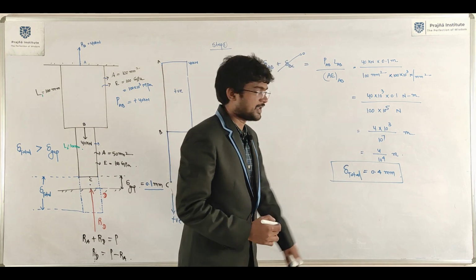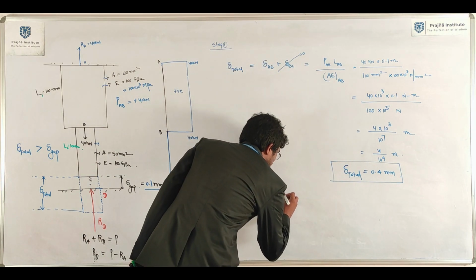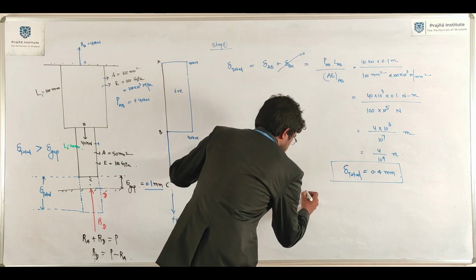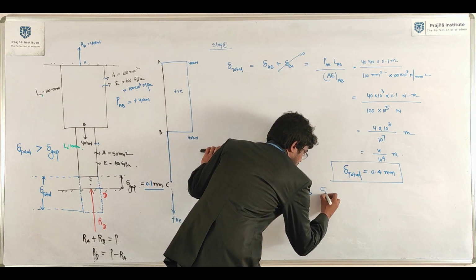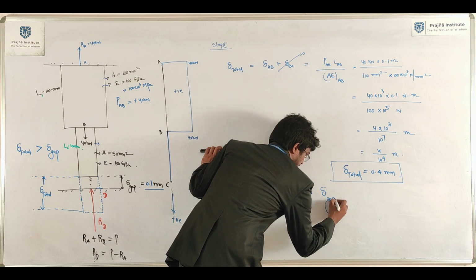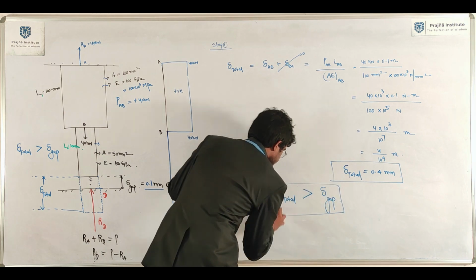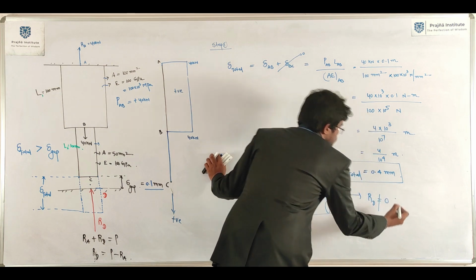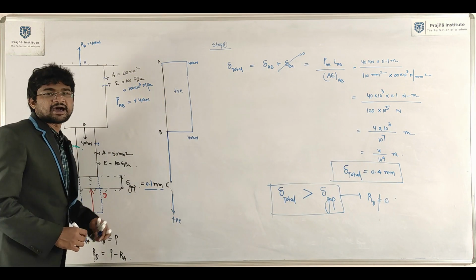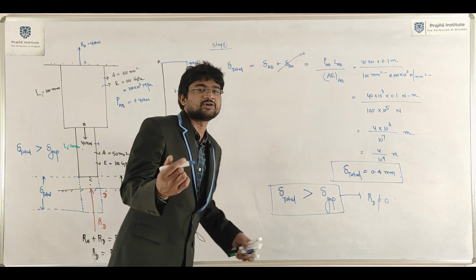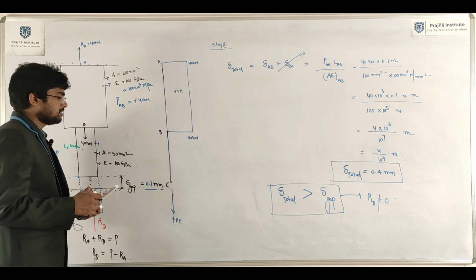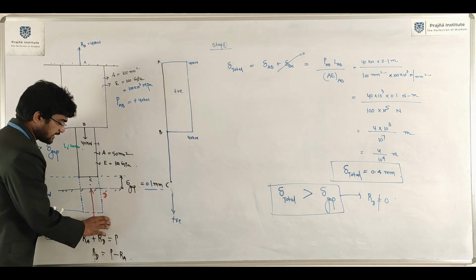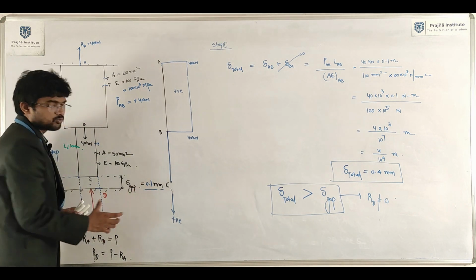Now here delta total is greater than delta gap. That is why RD is not equal to 0. If you keep 1 mm, then RD equals 0, because delta total will be less than delta gap. We need to solve the problem, right? We need to calculate RD, so just keep 0.1 mm.